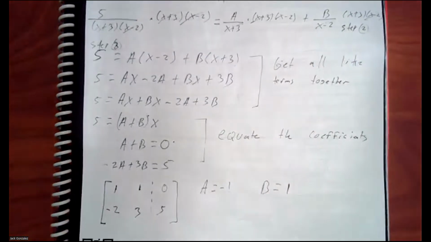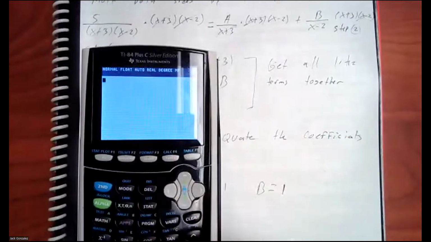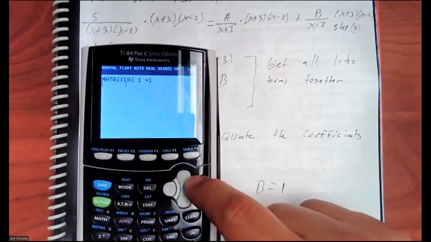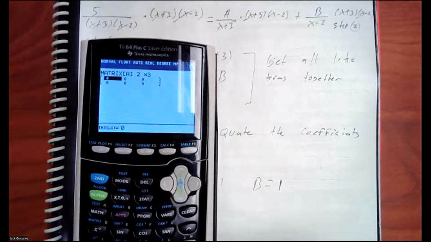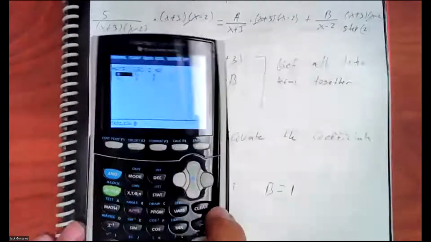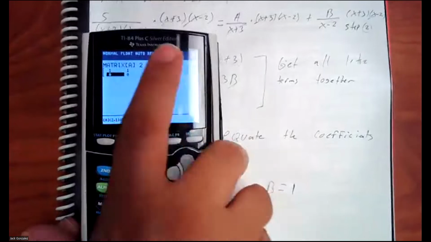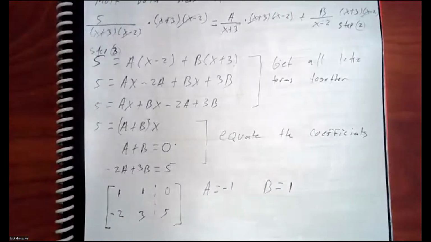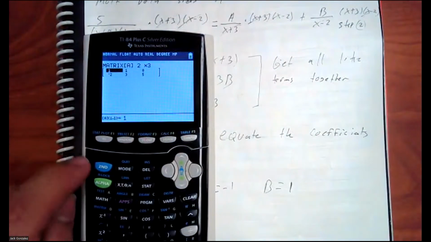You can do the same thing with this guy, the 83 and 84. You just go into the matrix menu, go to edit, choose one, put in your dimensions, 2 by 3. And you'll do the same thing. You will punch in 1, 1, 0, -2, 3, 5. Once it's there, you quit.